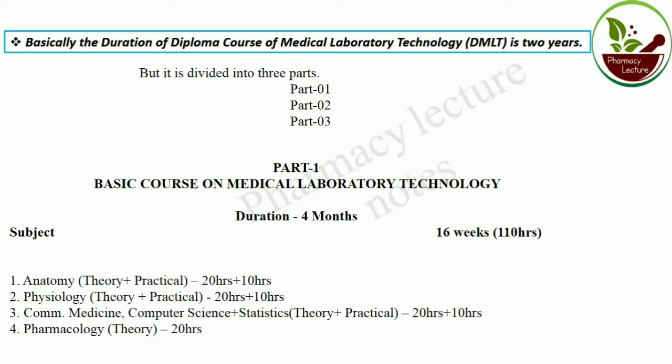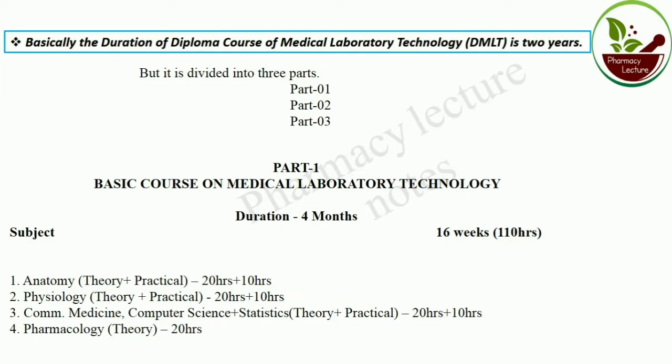So first, the duration of the diploma course of MLT or DMLT is 2 years, but it is divided into 3 parts: part 1, part 2 and part 3. That means all these 3 parts are covered in 24 months. Part 1 is the basic course on medical laboratory technology. The first part takes 4 months.